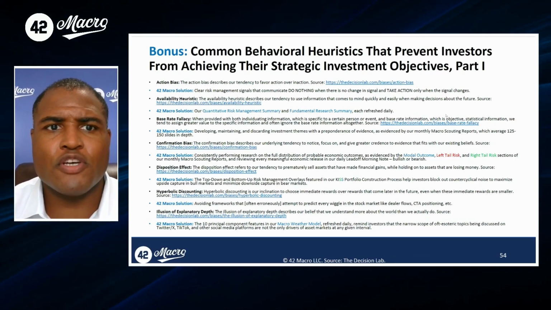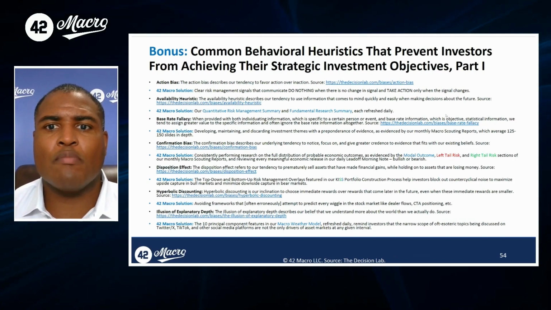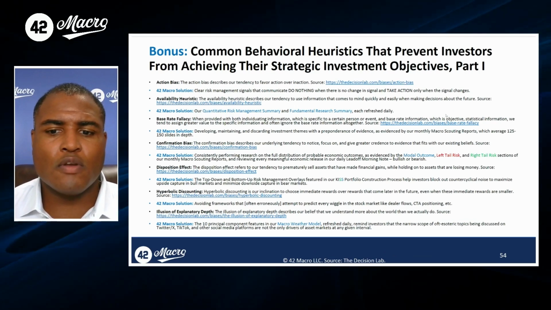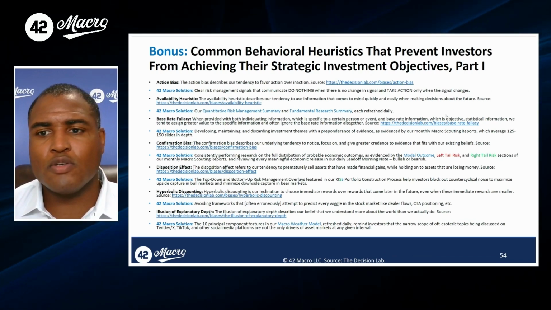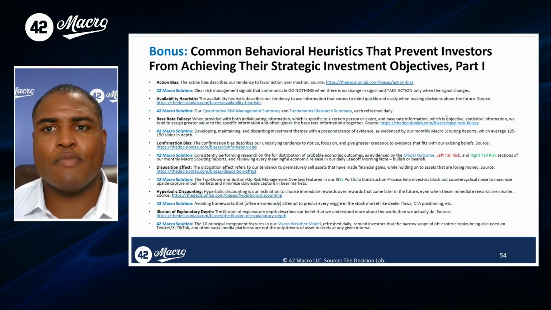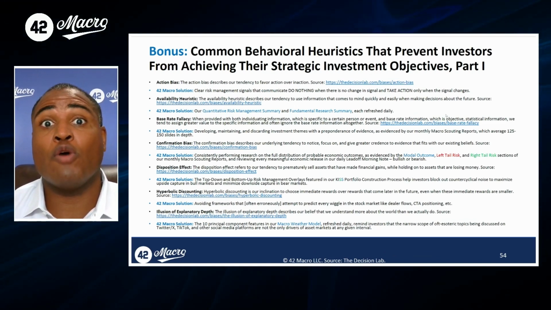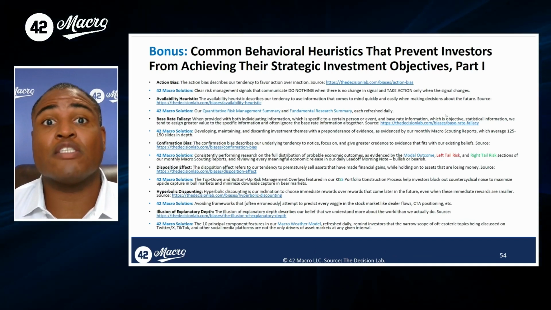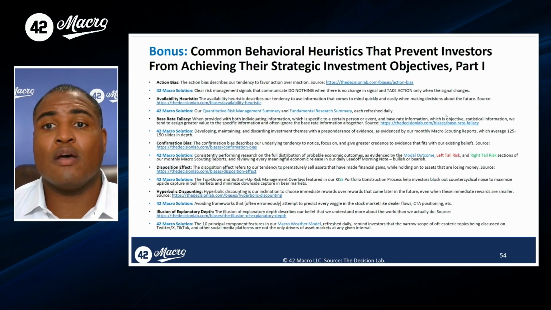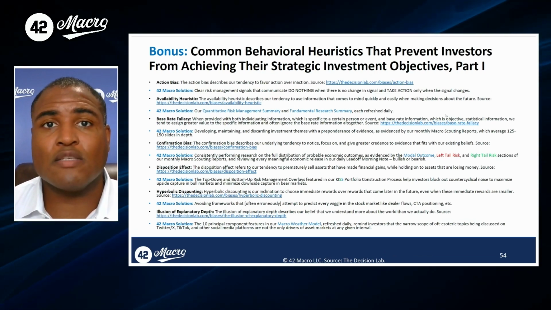A little bonus coverage here. We published this on Friday broadly to help investors understand a couple things. One, we spend a lot of time talking about behavior heuristics here at 42 Macro. We spend a lot of time trying to coach investor process, not necessarily telling you what we think is going to happen in asset markets or the economy, because obviously that's what you guys are paying us for.